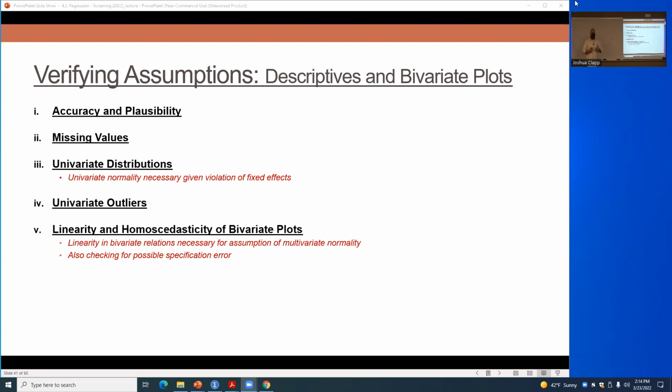Remember that because we violate the fixed effects assumption of a regression, we now have to make sure that our data are multivariate normal in order for everything to work, right? So this is something that we want to keep an eye on in terms of our univariate and bivariate screenings with this stuff, right? But then what we're going to do is start to get into our residual assumptions.